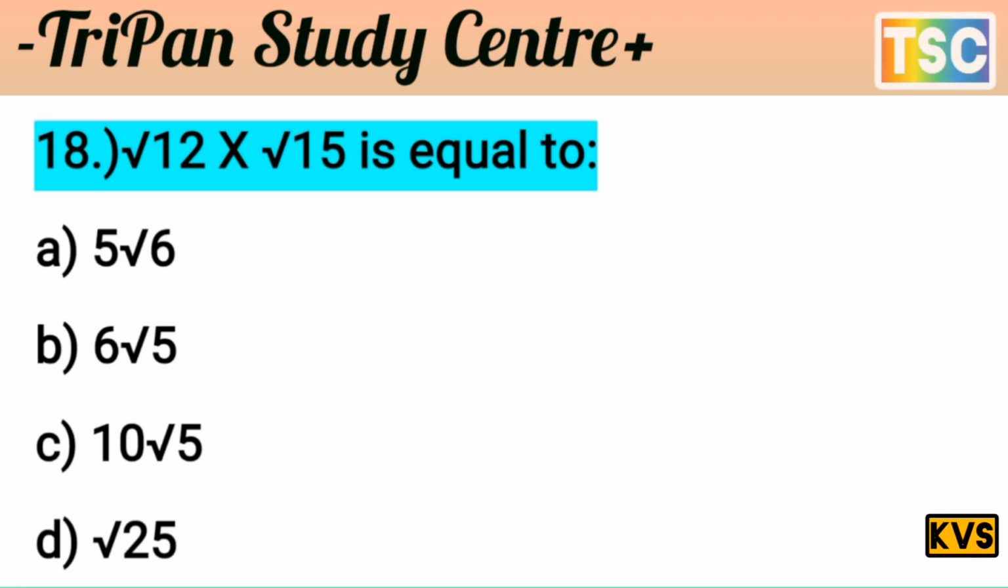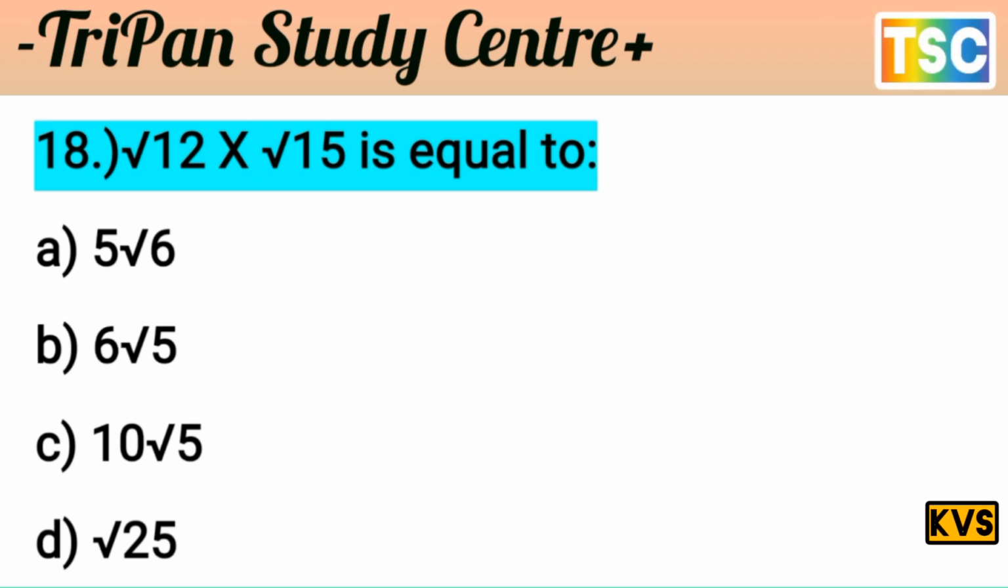you must have a thought of your answer. Let's see what the answer of this question is. You know that root 12 into root 15. Factorize here. 12 factorizes as 3 into 2 into 2. And 15 is 3 into 5. It means there is a pair of 2 and a pair of 3 here. It means 6 comes out. And the remainder is root 5. It means B is the correct answer, because 6 is here and root 5 is here.